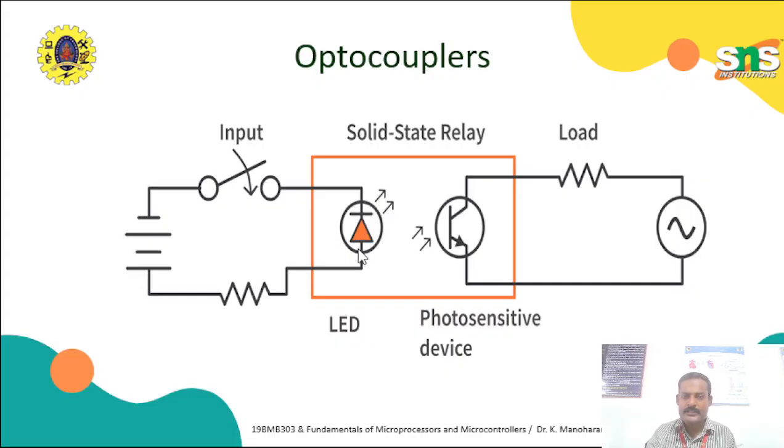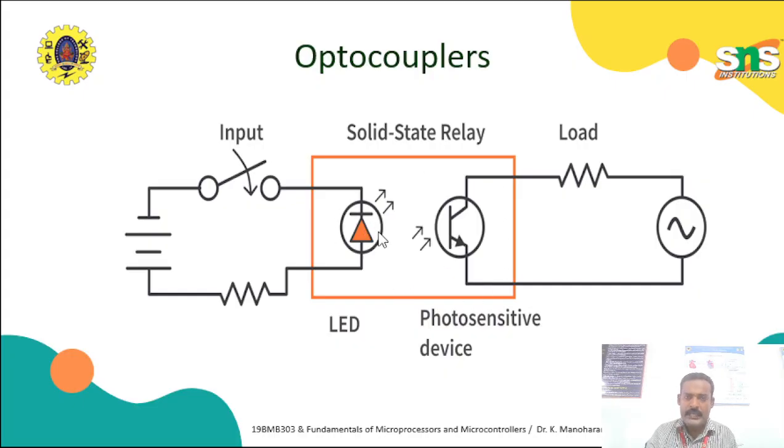So what happens actually? This is the phototransistor and this is the LED. Once this LED glows, there is no electrical connection from this part to this part. This is the input side and this is the output side. Electrically, this is 100% isolated, but it is optically connected. How is it possible? Look at this.